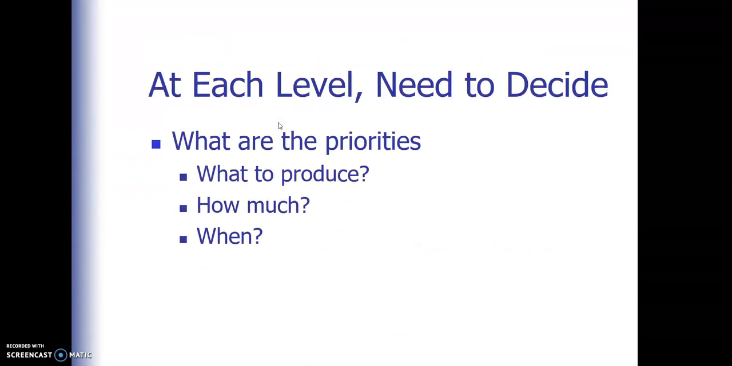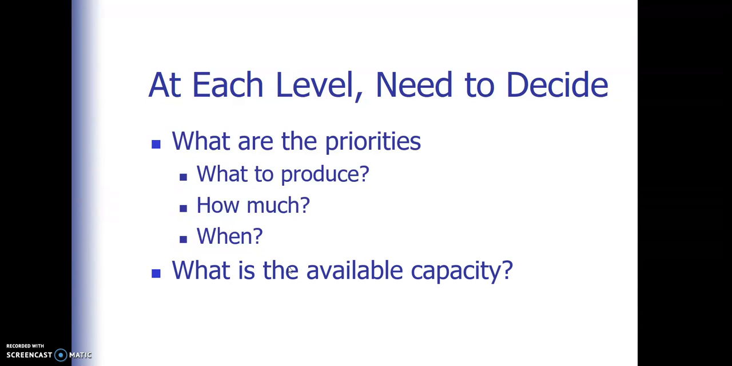When we're at each level, we have to decide what our priorities are. What do we want to produce? How much and when? And what is our available capacity? So we're going back to that key match. You're thinking in this chapter as you're reading, as you're listening to the lecture, we're mainly asking ourselves questions. That's all we're doing. But that's not really as strange as you might think it will be.